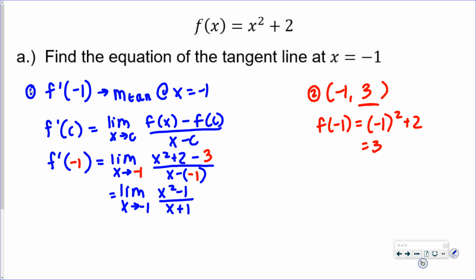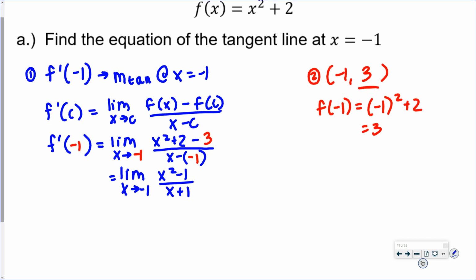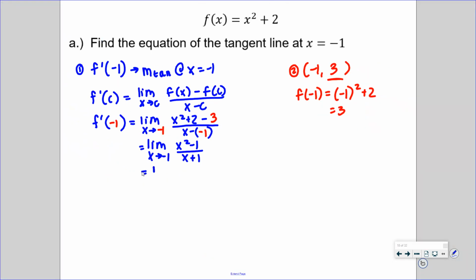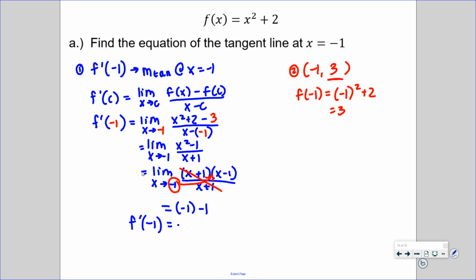I can't direct substitute in -1 for x. So I'm thinking of some limit strategies, and I see my numerator is factorable. Difference of squares. Nice. That factors into x plus 1, x minus 1. The x plus 1's cancel. And now I'm just going to direct substitute right away. I get -1 minus 1. All right. My slope of the tangent line at -1 is -2.